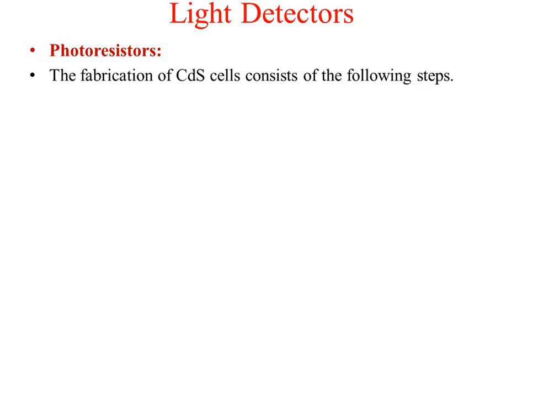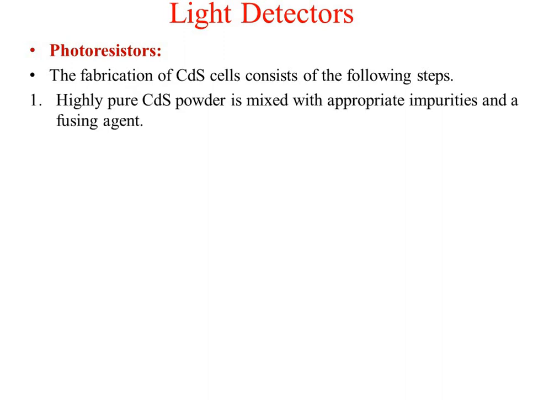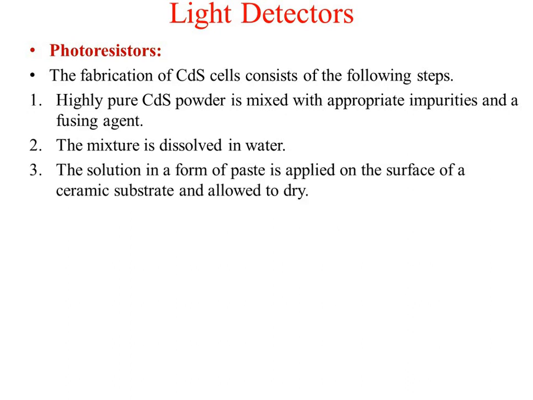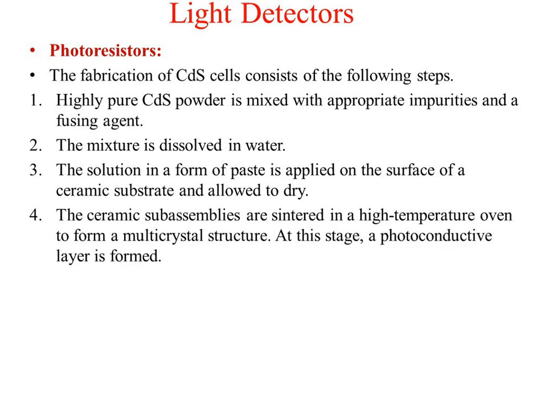So for the cadmium sulfide cells, how it is manufactured, you can see that the following steps are followed. First, highly pure cadmium sulfide powder is mixed with appropriate impurities and fusing agent. Then the mixture is dissolved into water. The solution in the form of paste is applied on the surface of a ceramic substrate and allowed to dry. The ceramic sub-assemblies are sintered in a high temperature oven to form a multicrystalline structure. At this stage, the photoconductive layer is formed.